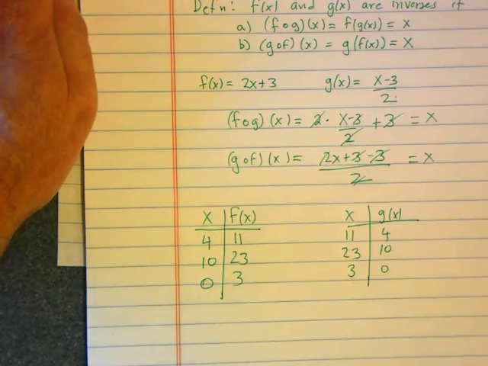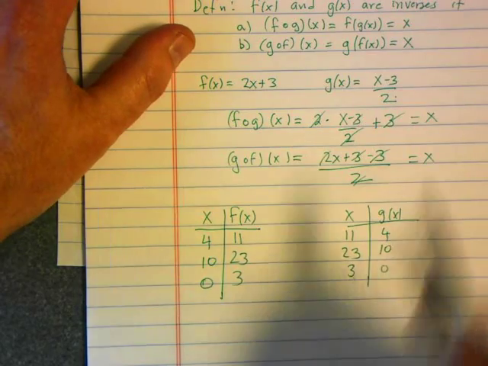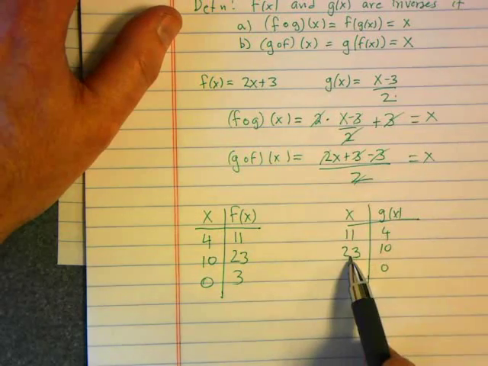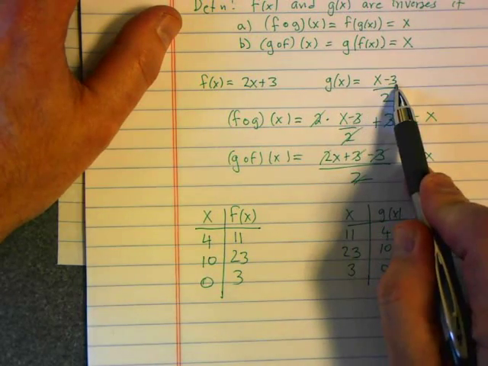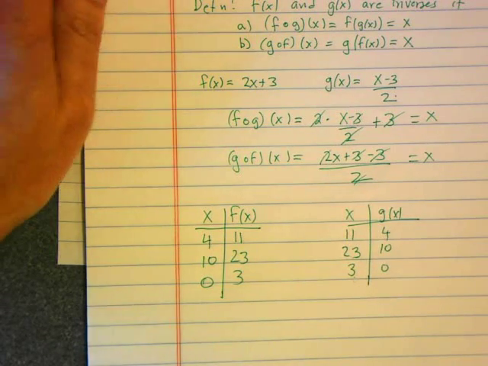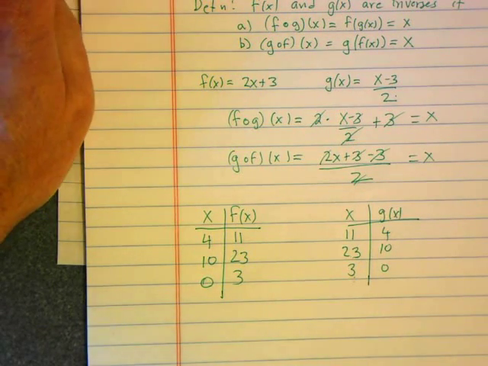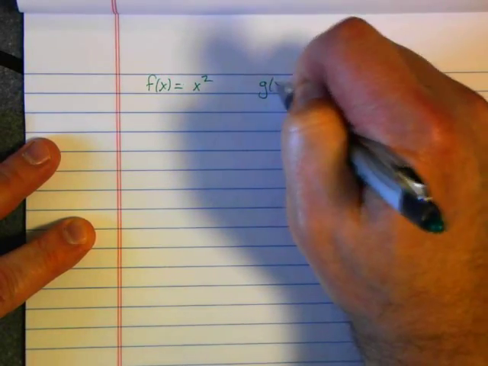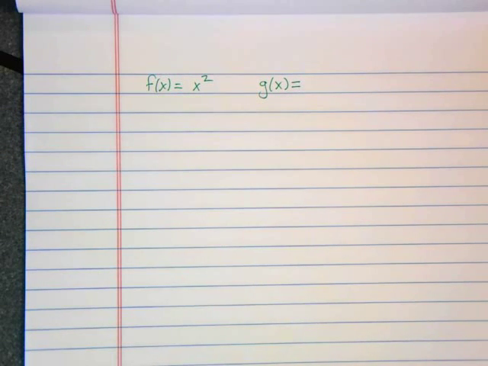Let's just check to make sure that that really is true. Let's plug in 3 first. What's 3 minus 3? 0 divided by 2 is 0. Let's try one more. How about 23? 23 minus 3? 20 divided by 2? 10. So the inverse switches the x's with the y's. f of x is x squared. What's the inverse of x squared? Square root of x.